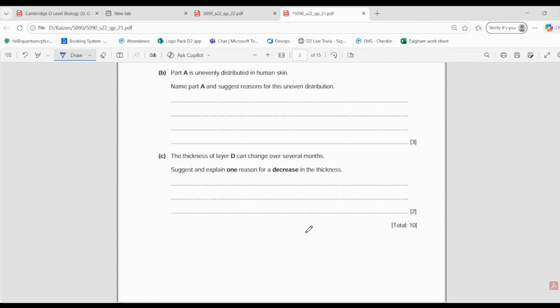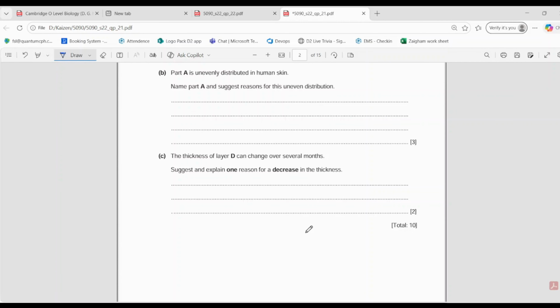Suggest reasons for the uneven distribution. What can be reason for uneven distribution? On our back there are less receptors. If we feel it on our face, there are more receptors. Why do you think so? The exposed areas, good. It depends on the exposed areas which need more sensitivity.